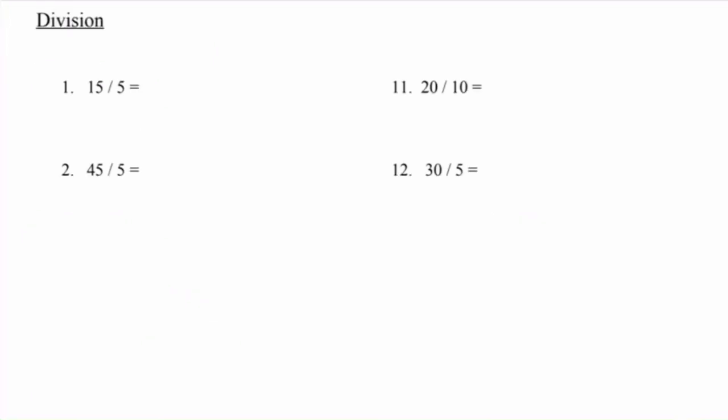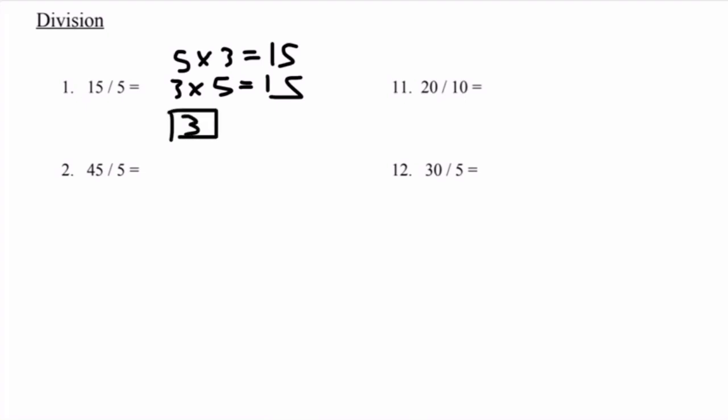Our second topic is division, and it's asking us to divide the numbers below. Number 1, they give us the equation 15 divided by 3. Well, we know that 5 times 3 equals 15. 3 times 5 equals 15. Therefore, 15 divided by 5 should equal 3, because 3 and 5 are both factors multiplied together to get 15.